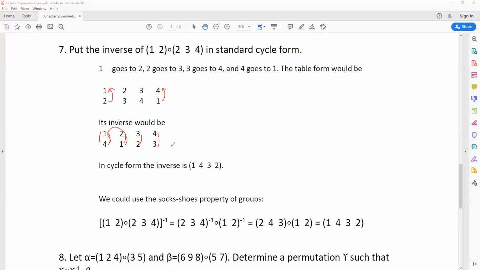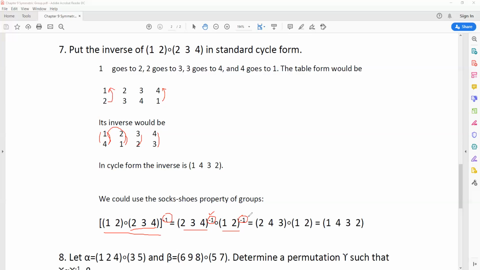There's also a property called the shoes-socks property of groups, and it works this way. If you have a composition and you wish to find its inverse, then you simply take each component outside the brackets in reverse order, and you maintain the inverse sign. In other words, the (2 3 4) would come out first, and you would raise it to the power of -1 to indicate that that's the inverse. And then you would take out the (1 2), raise it to the power of -1.